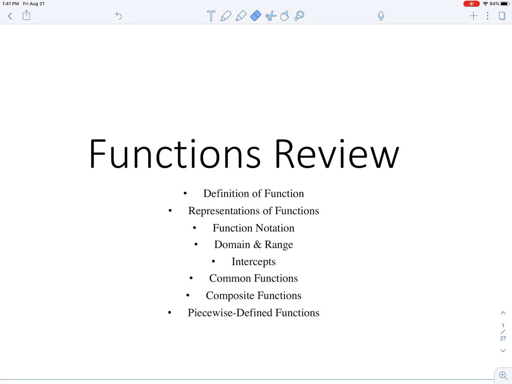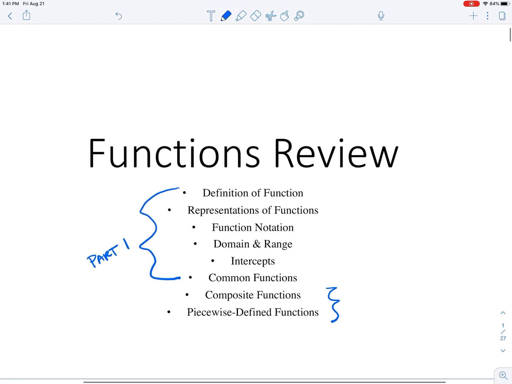So this video will be part 1 of our functions review, and we're going to be looking at the definition of a function, representations of functions, function notation, domain and range, intercepts, and common functions. So this we're going to talk about in part 1. And then composite functions and piecewise defined functions we're going to discuss in part 2.